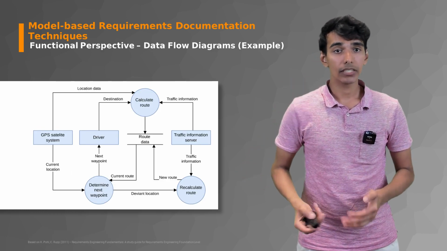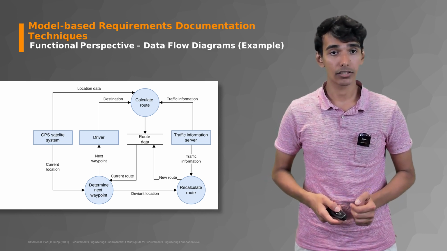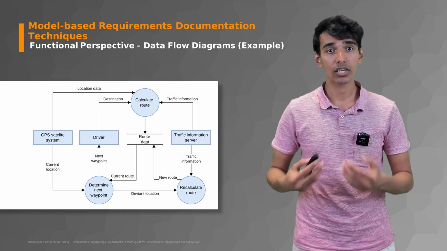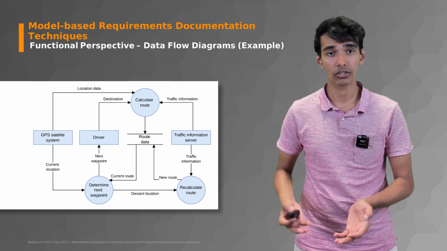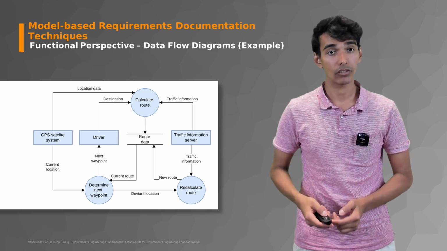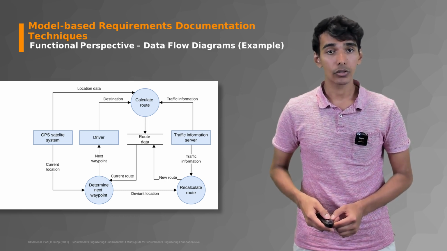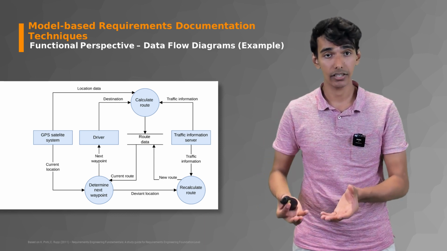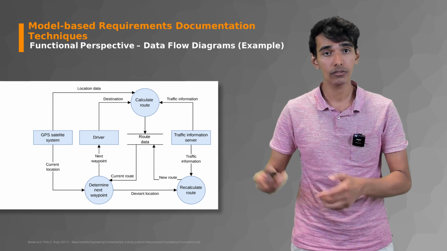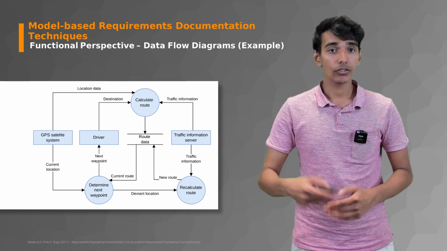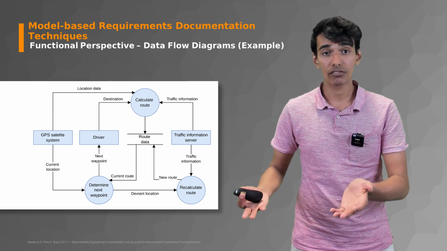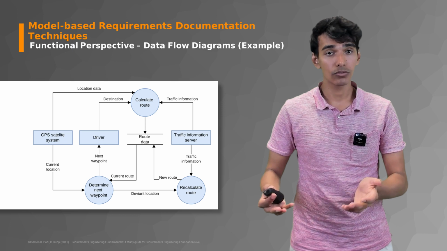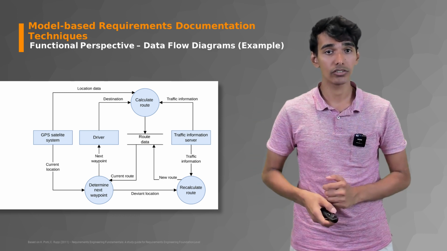As an example, in the same scenario, we have a GPS satellite system which provides the location data that is required for calculating the route of your navigation system. You can also show that the driver provides the destination as data which flows into the same function that calculates the route. Other information that goes into this is traffic information as an extension. And once you have the calculated route, you have this route data that's generated out of this function.